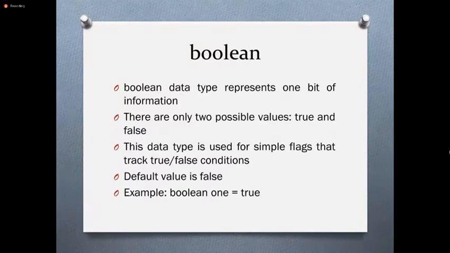Then the Boolean type, it will represent 1 bit of information, so the size is 1 bit. There are only two possible values, true and false. The type is used for simple flags which track true-false conditions. The default value is false. In example code, you can use it in this manner: boolean flag assign true.